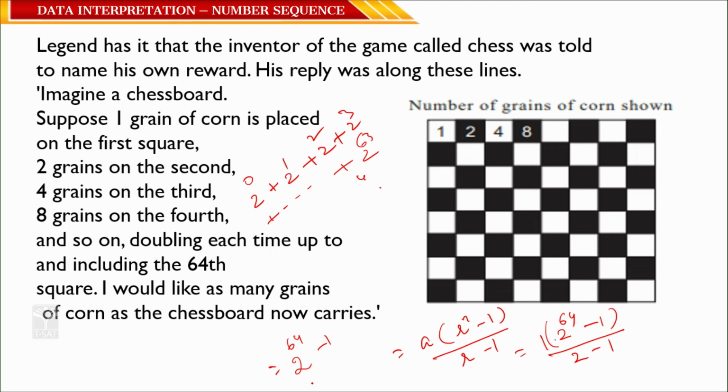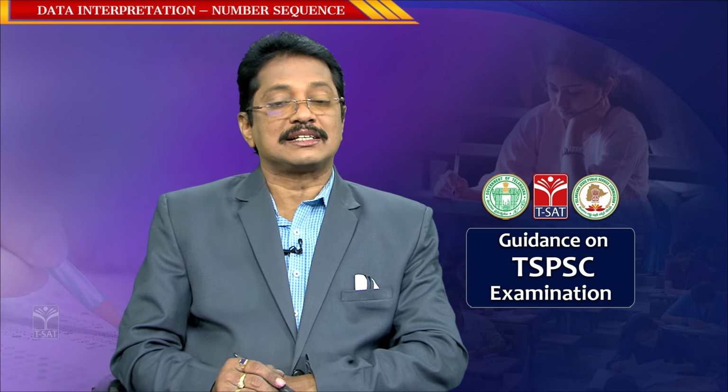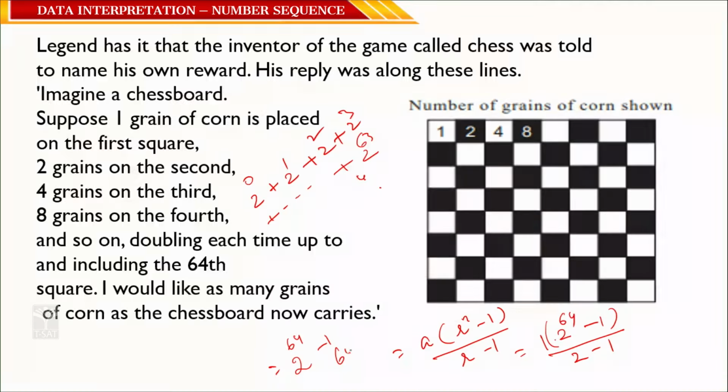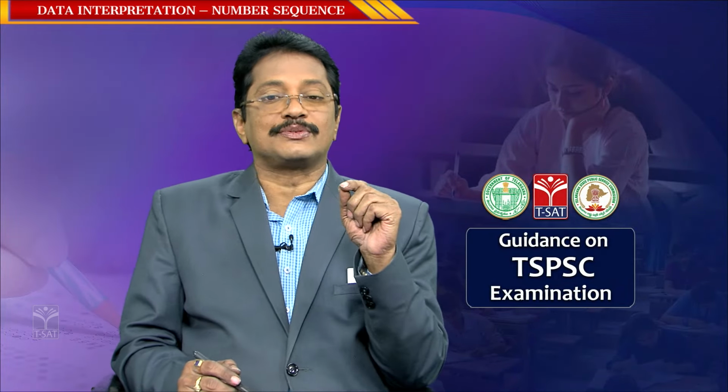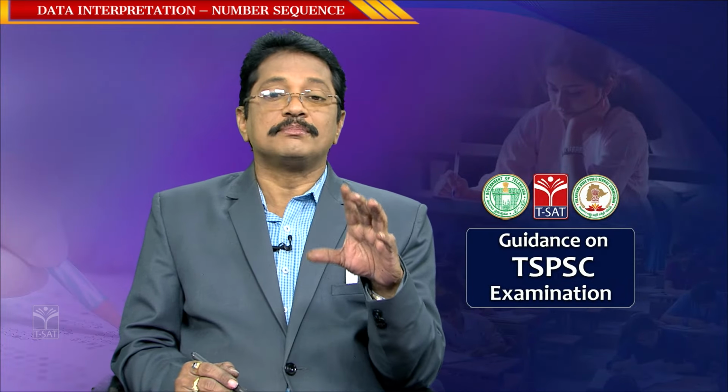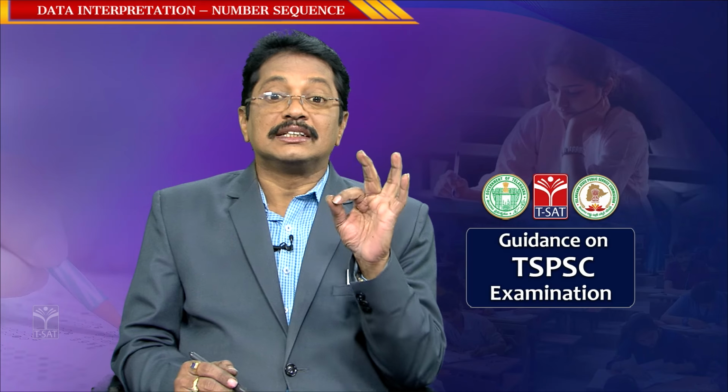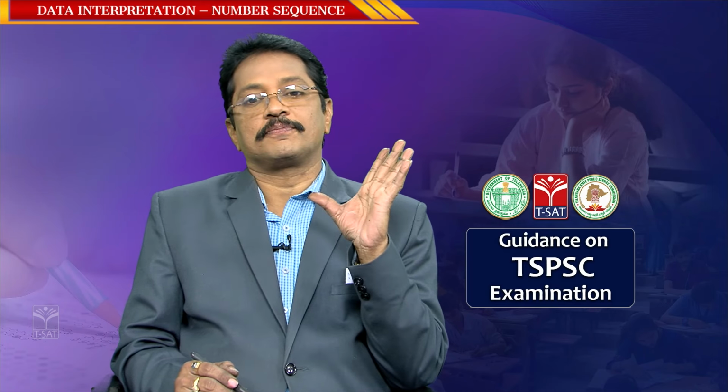When you know logarithms, you can find this using 64 times log 2. Log 2 is 0.3010, so 64 times 0.3010 is about 19.2, which means 20. So when you consider this number, it has 20 digits.